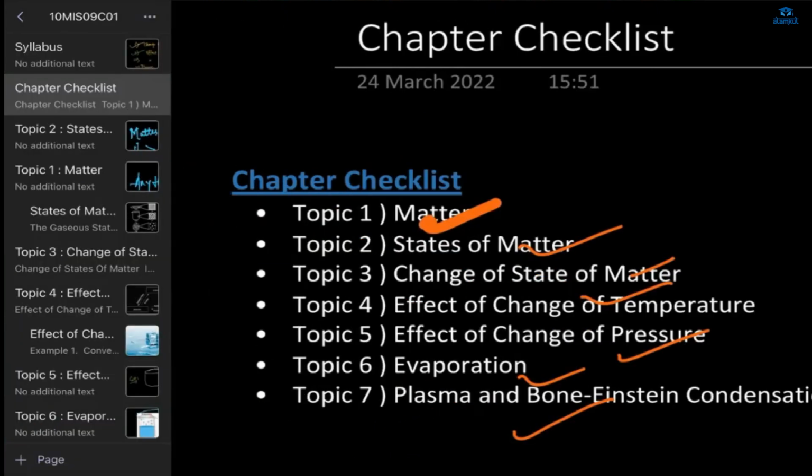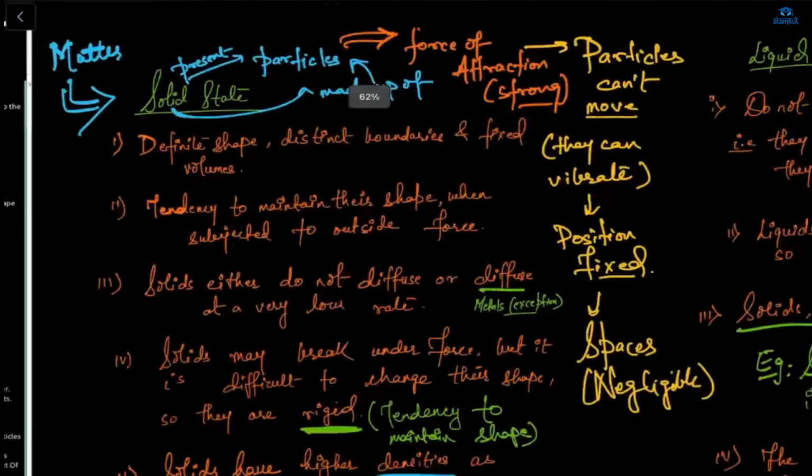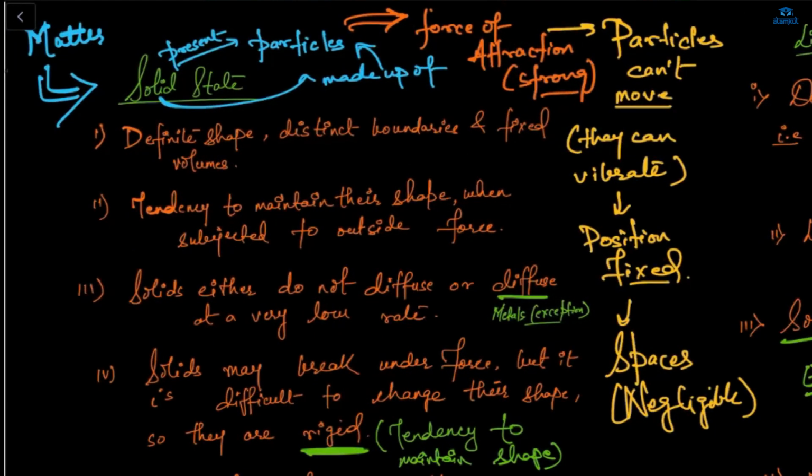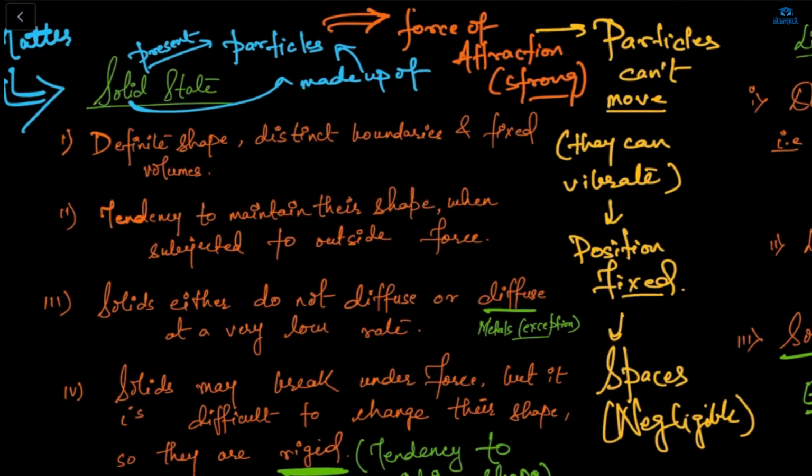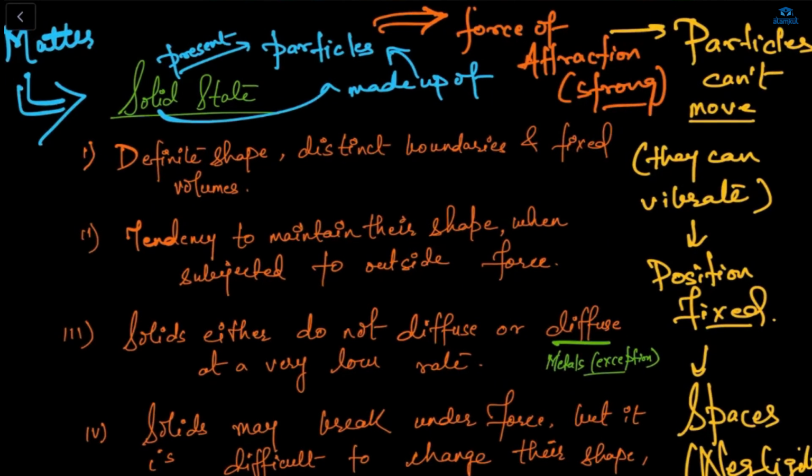Okay, so today we will learn about the states of matter. There are three states of matter: your solid state, liquid state, and your gaseous state. And today we will discuss all three. So first we will discuss what is a solid state.